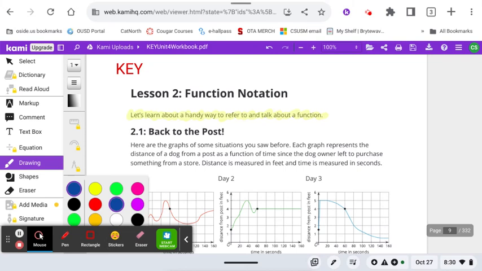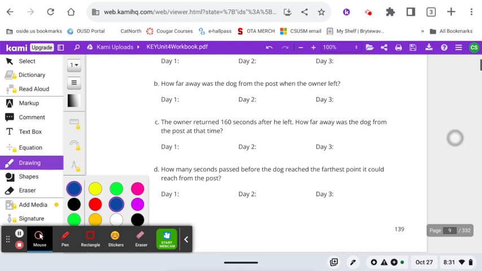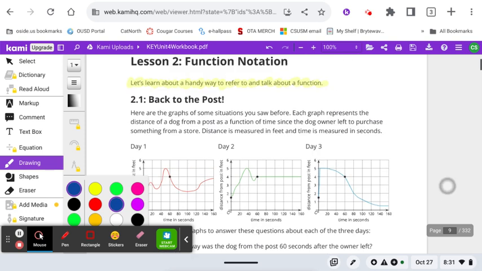Here we go, starting lesson 2, function notation. This is Algebra 1, Illustrative Mathematics, and this is starting on page 139 in your student workbook. 2.1 says, back to the post.